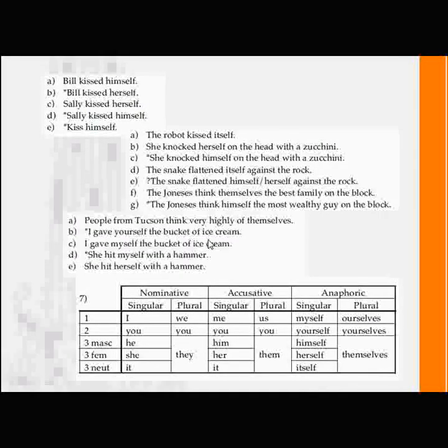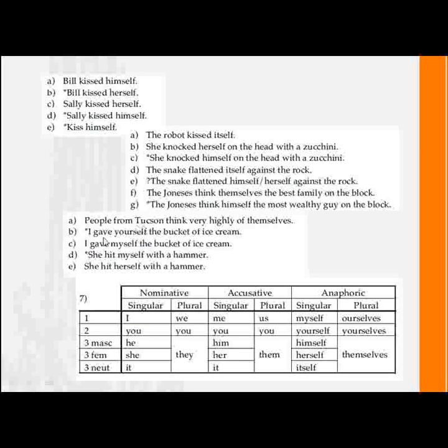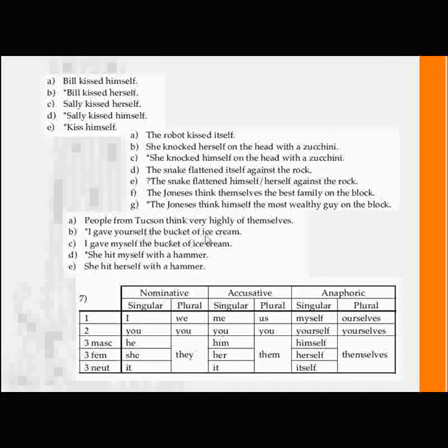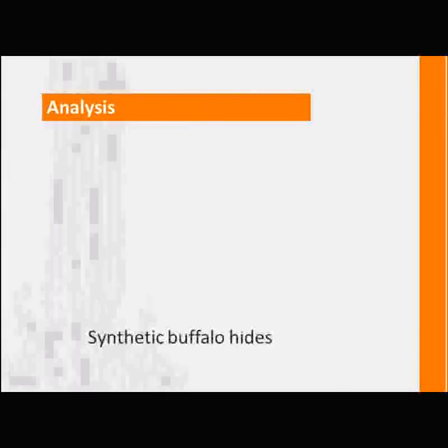And see the last example, like B. I give yourself the bucket of ice cream. Yourself and I disagree. Okay, because I is the first person, you is the second person. But if you say I give myself the bucket of ice cream, it's fine for this one because myself agrees with the antecedent I. Okay, so this is the example of anaphoric analysis. And how is the analysis in this generative grammar? Analisanya nanti seperti apa? Okay, now let's see this one.